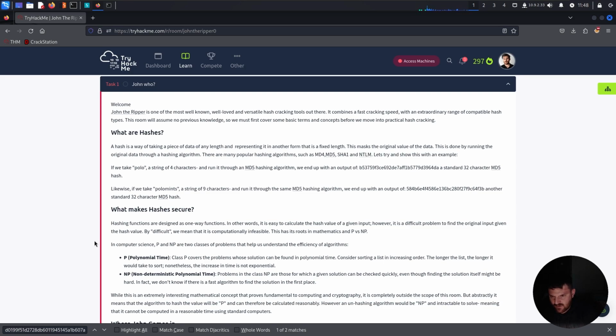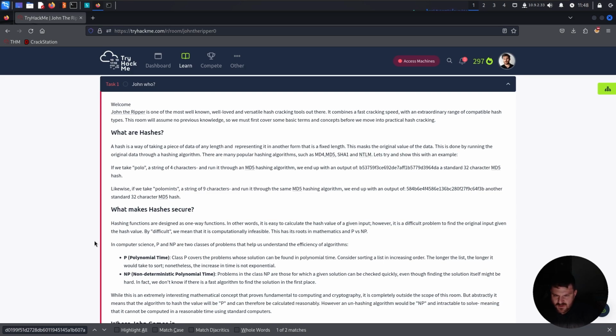A hash is a way of taking a piece of data of any length and representing it in another form that is a fixed length. This masks the original value of the data. This is done by running the original data through a hashing algorithm. There are many popular hashing algorithms such as MD4, MD5, SHA-1, and NTLM.